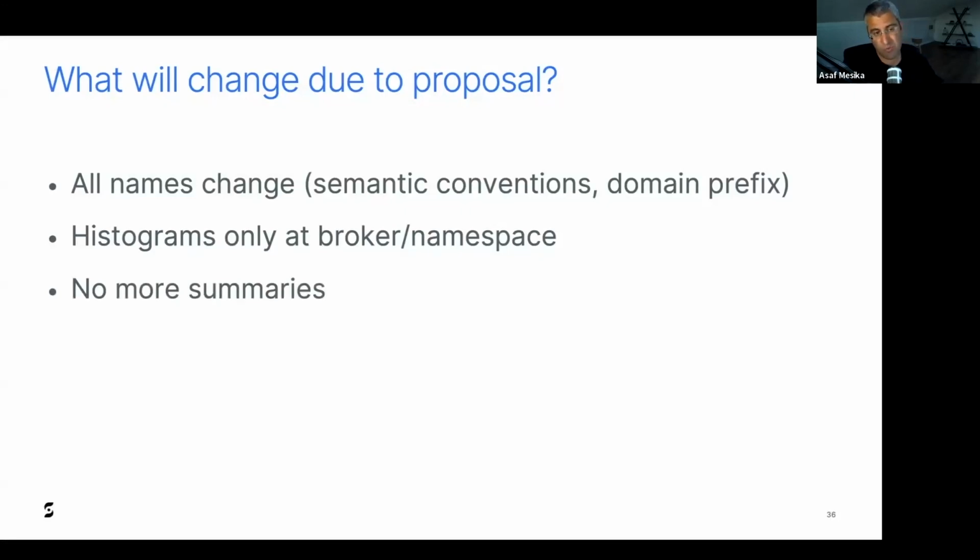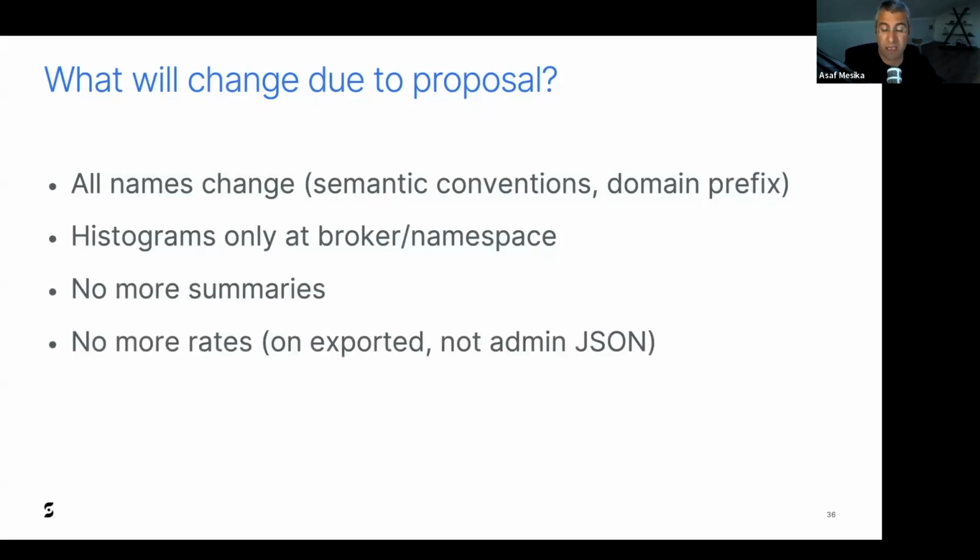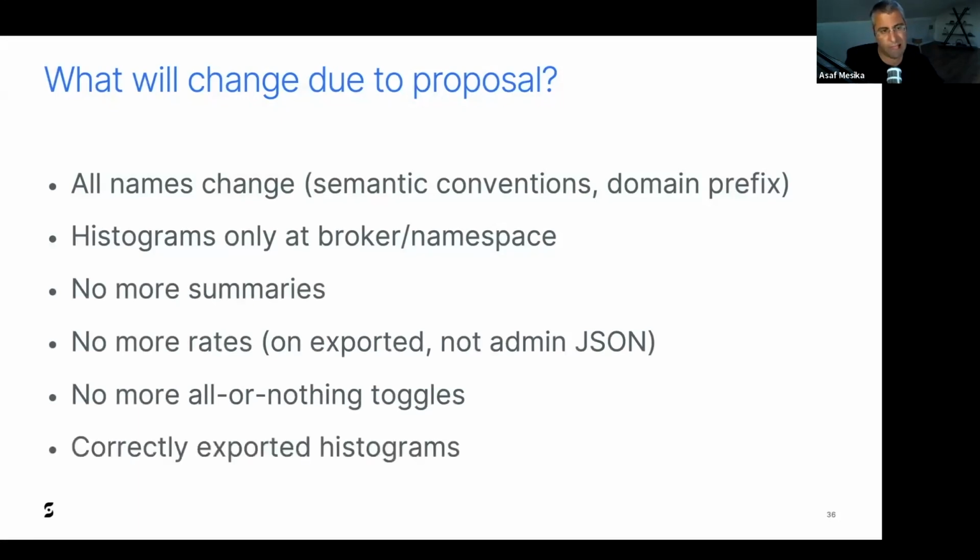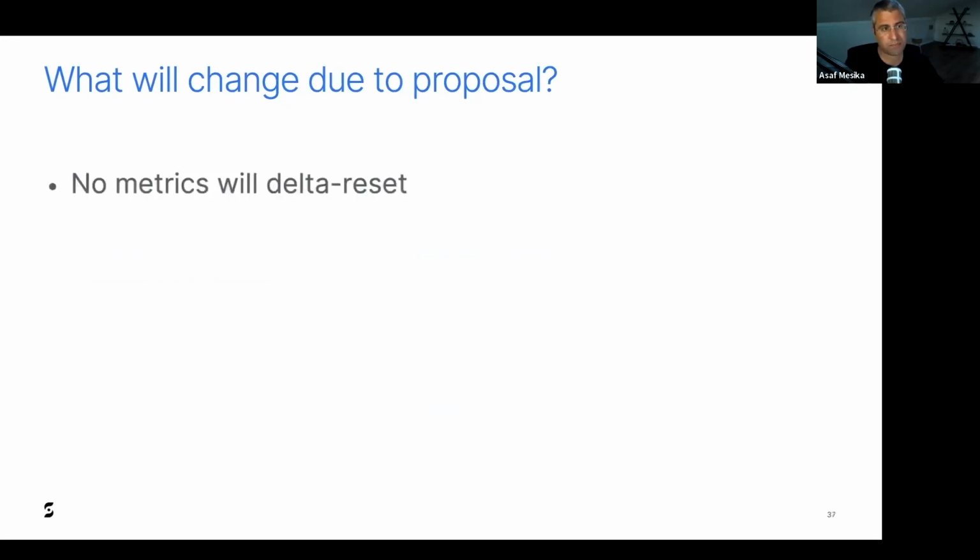Summaries are gone. We're actually migrating them to histograms. No more rates, only cumulative counters. The rates will be exported, but only through the admin JSON stats. No more all-or-nothing toggles. You have that fine-grained filtering. The histograms will be correctly exported. And then no metrics will be delta reset anymore. You can decide using the aggregation temporality if it's cumulative or delta, but it's up to you. But inside it won't be there anymore.